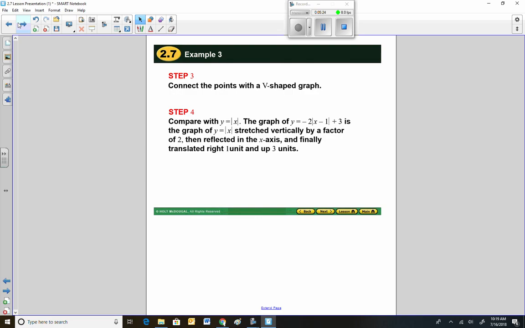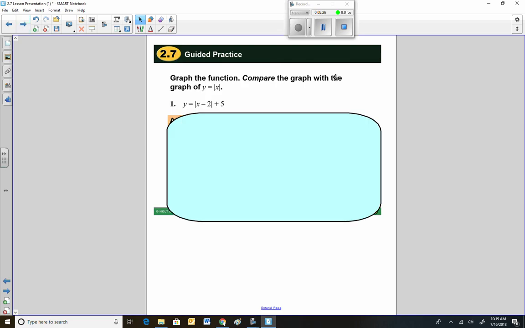And they just tell you about how to graph it. Okay, so I would like you to take a look at this idea and try it out on your own. It says graph the function, compare the graph with the graph of y equals absolute value of x, so the parent graph. So I would like you to try to figure out what's going to happen to this graph when it has this equation. Pause your video, give it a try.